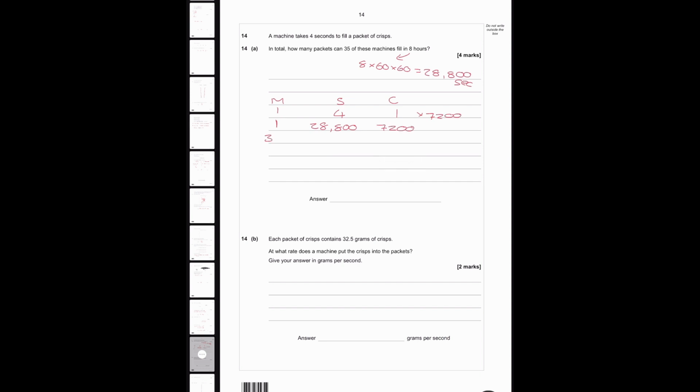We do not have one machine, we have 35 machines. If we have more machines, it's going to be quicker, so we're going to produce more. We take our 7,200 packets produced by one machine and multiply it by 35, which gives you 252,000.